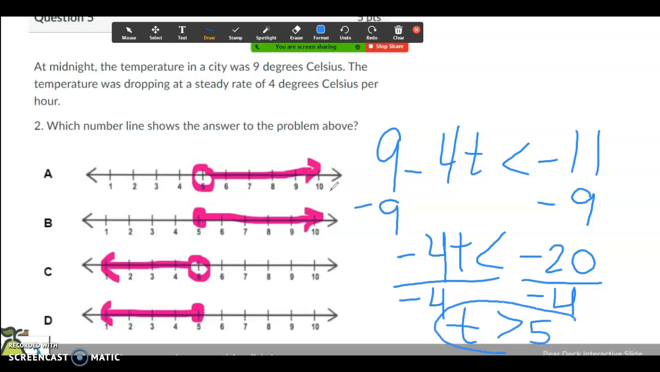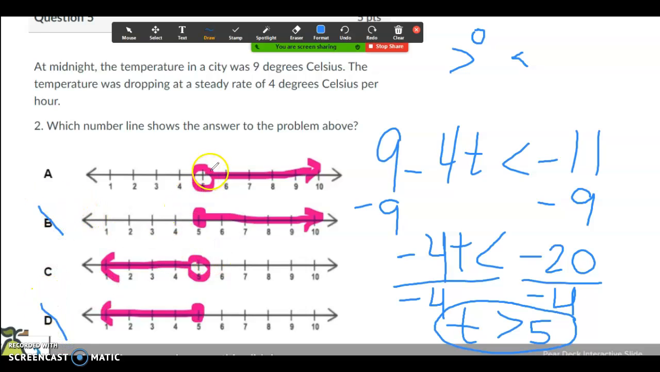And the reason t is greater than 5 is because I divided by a negative, so I have to flip the inequality sign. Also, negative divided by negative is positive. So t is greater than 5. Well, from that earlier problem, I remembered that greater than or less than is an open circle, and greater than or equal to, less than or equal to is a closed circle. Well, I have just greater than. So this can't be right, and this can't be right.